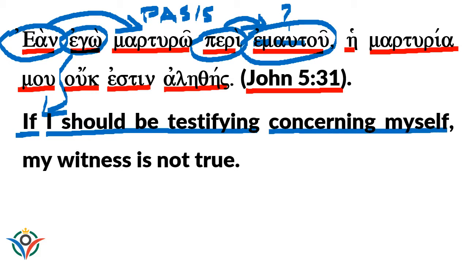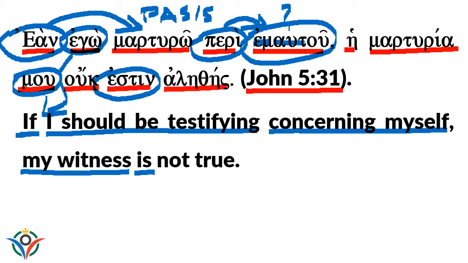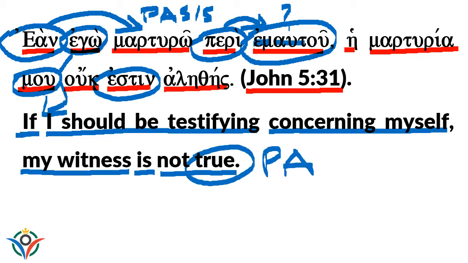And then we have hē marturia, which is the subject, witness, but we have a possessive personal pronoun here, so it's my witness. Then we have a linking verb, estin, which we translate as is, ouk alēthēs, not true. And here, true is functioning as a predicate adjective. Right, so we have, if I should be testifying concerning myself, my witness is not true.